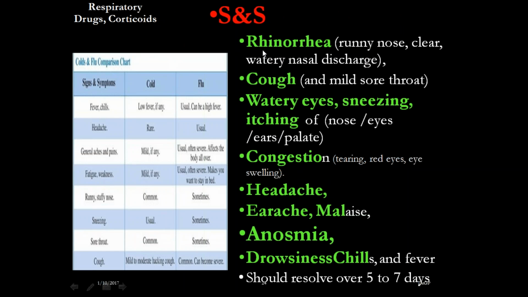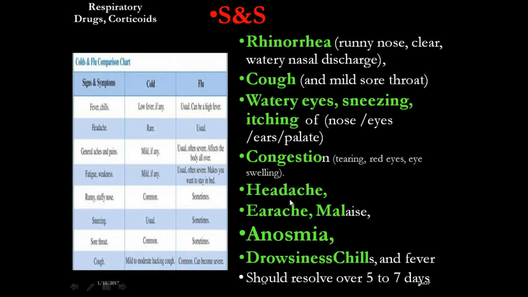So every rhinorrhea, you must know this definition: runny nose, cough, watery eyes, sneezing, itching. Itching is because of the histamine. Congestion, we already explained that. Headache, because that headache is mostly like a pulse in the head, and that is because the vessels of the scalp are going to vasodilate. Earache, malaise, and always again NCLEX question.